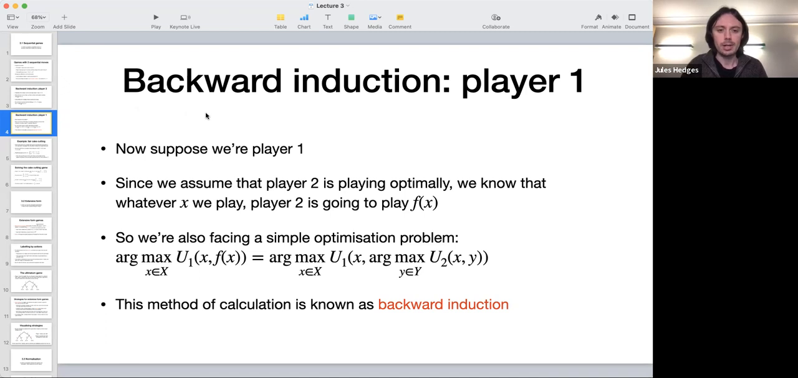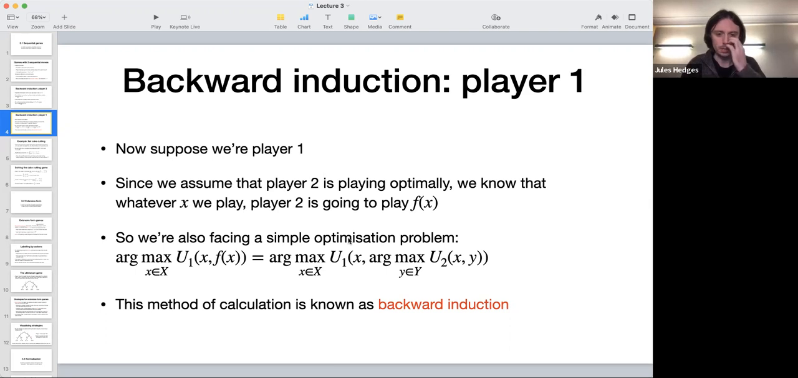So we assume that player 2 is going to play optimally, which means that they're going to play the strategy f. So that means we know that whatever x we play, player 2 is going to respond with f of x. So as player 1, we are also facing a simple optimization problem, namely this thing. We want to choose x that optimizes this function, which we can write in an expanded form as this.